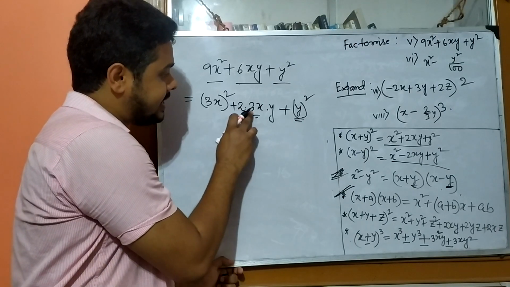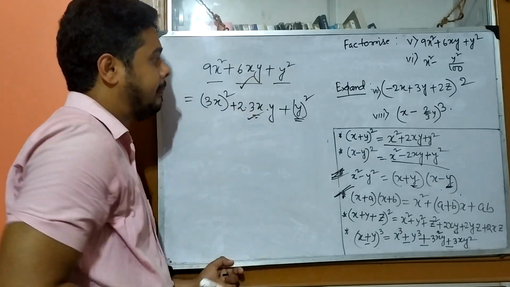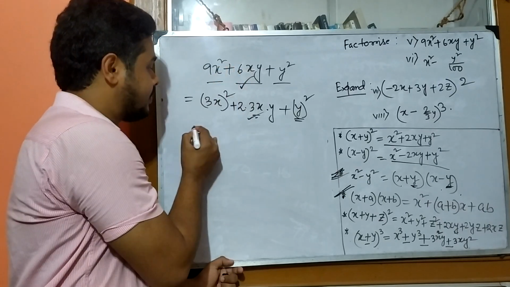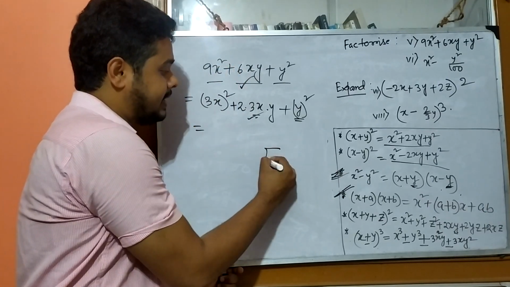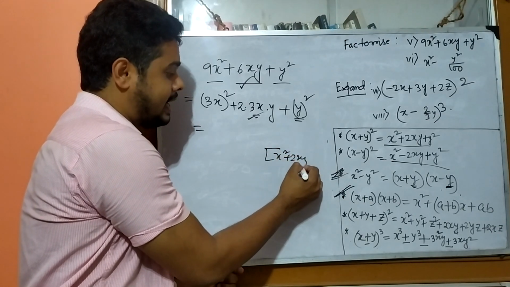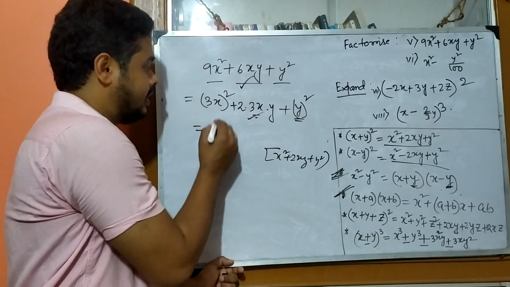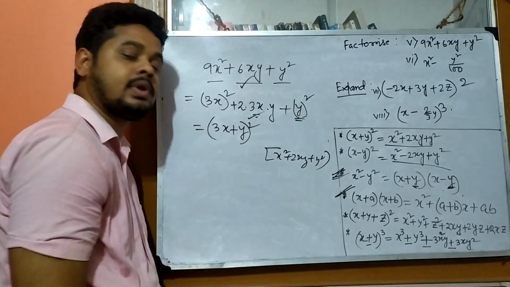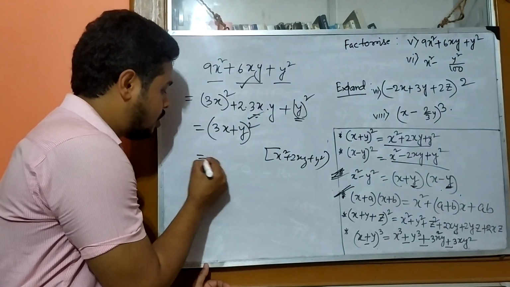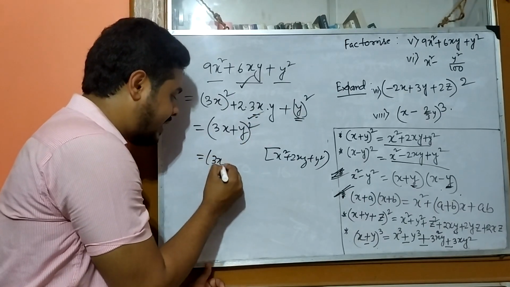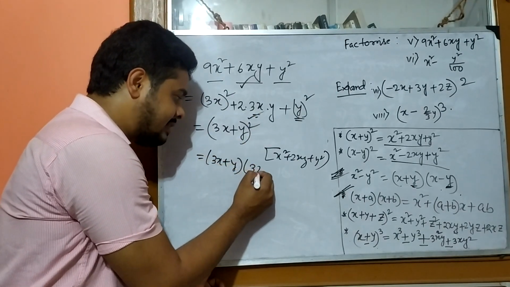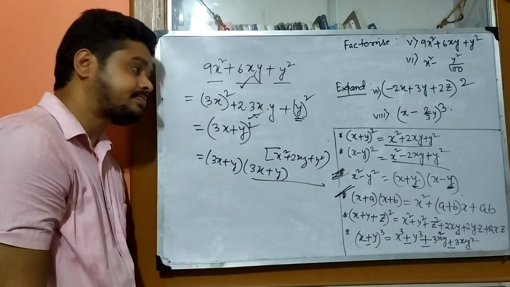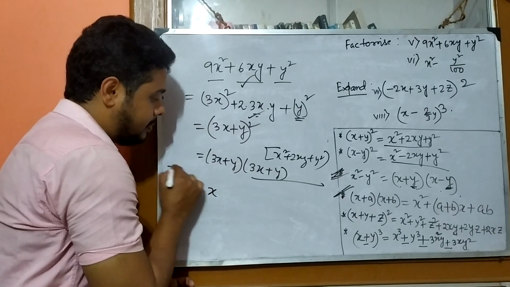Now result coming 6xy, and it is matching with the given 6xy. That means the result becomes a square plus 2ab plus b square. Therefore we can write (3x plus y) whole square. So factorize means we can write (3x plus y)(3x plus y). So this is our factorization. Clear? Now the next problem.